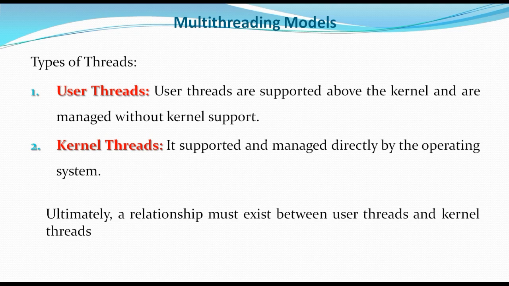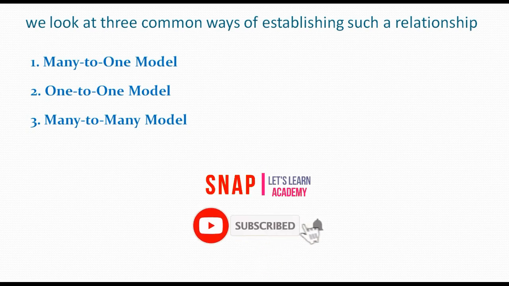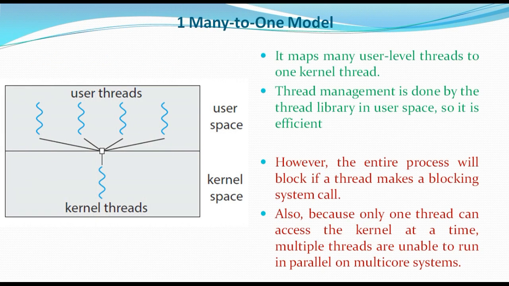So ultimately a relationship must exist between user and kernel threads. Now we will find some common ways to establish a relationship between user threads and kernel threads. We have three common ways of establishing such a relationship: the many to one model, the one to one model, and the many to many model.